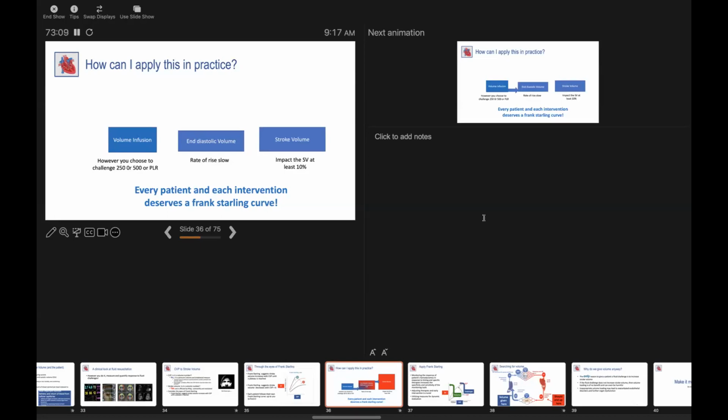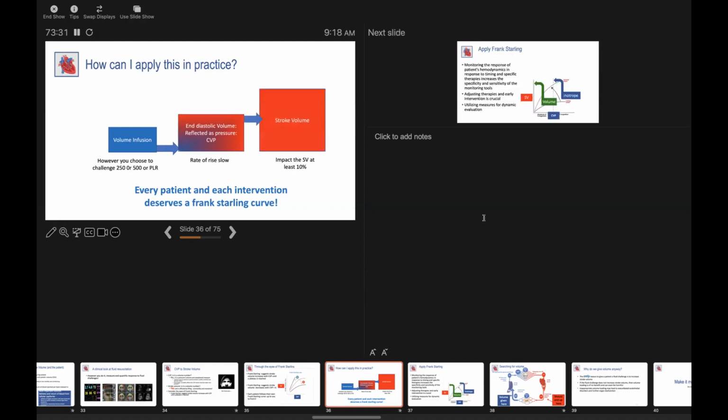Don't do 999 on your pump. You're giving it really fast under a pressure bag as fast as you can to see how the ventricle responds to that challenge. Okay, that should increase the volume at the end of filling. And that for us in this scenario is going to be reflected as CVP. Okay, and that should impact your stroke volume.